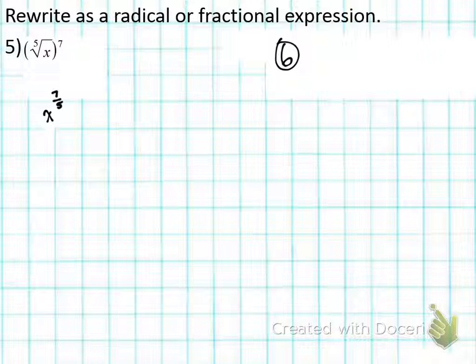Number 6, what I'd like you to do is the following. 4th root of 2 all to the 8th power. Go. Last one. This is 8. 4th root of 2 all raised to the 8th power.